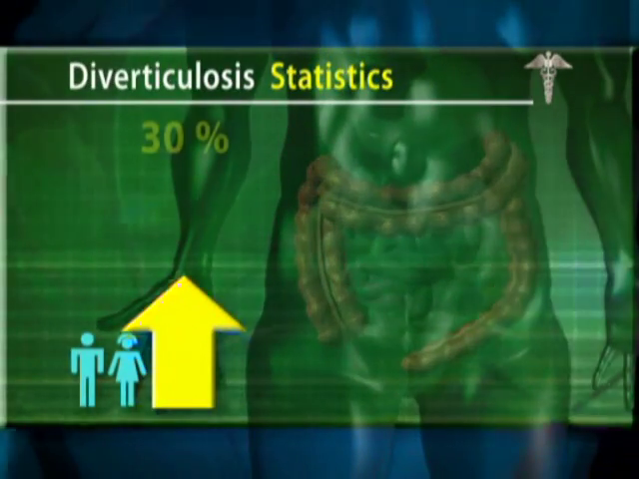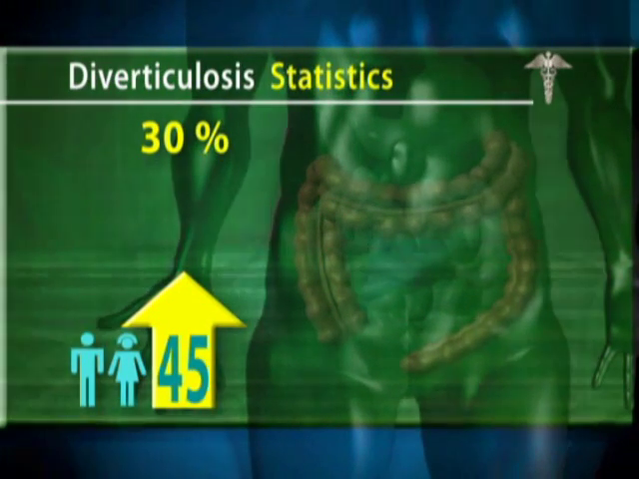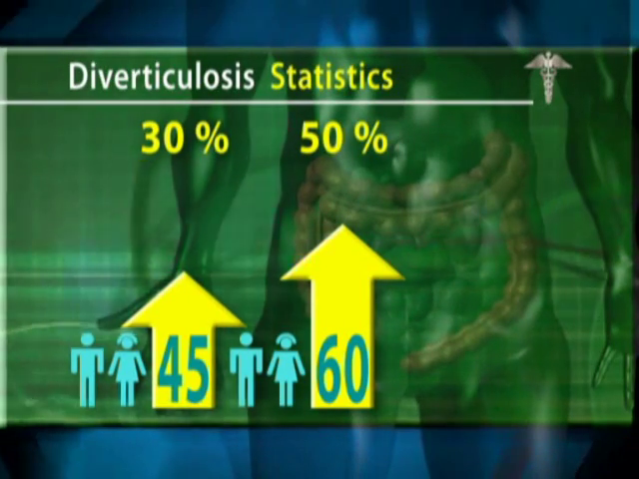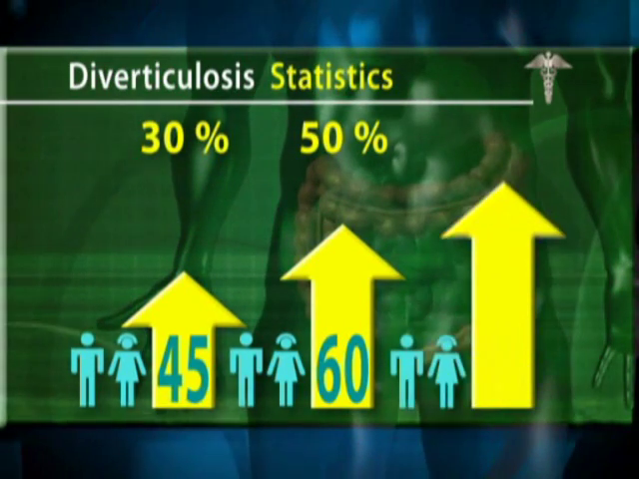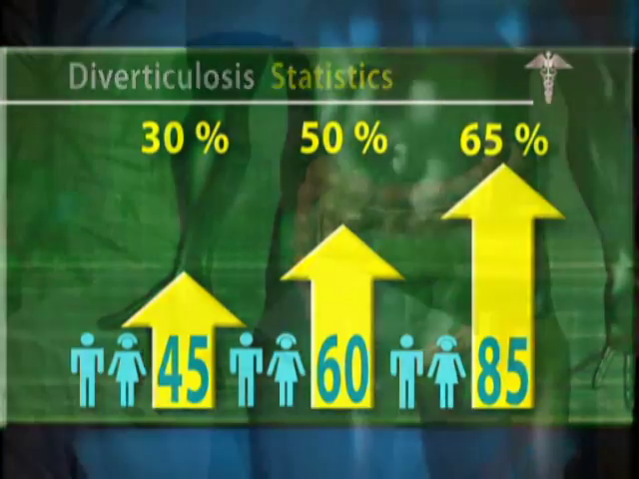It's estimated that 30% of all people over the age of 45 have diverticulosis. At the age of 60, 50% of all people will develop this condition. And by the age of 85, 65% of all people will have diverticulosis. Researchers believe that diverticulosis may be age-related, but most importantly, it's caused by a lack of fiber in the diet.